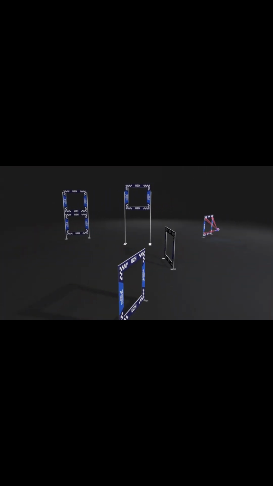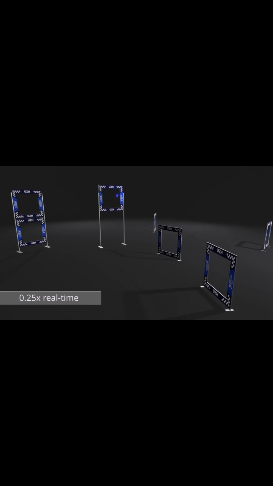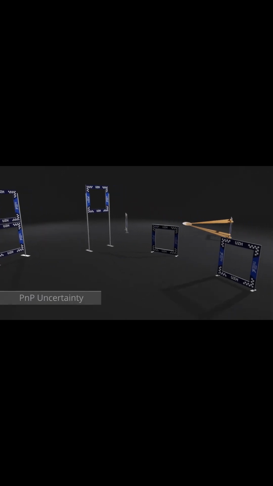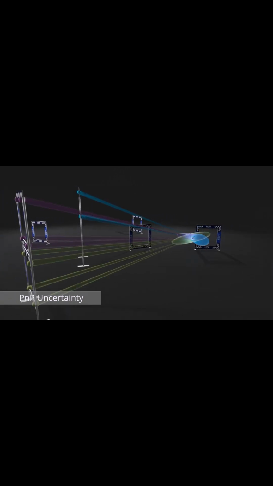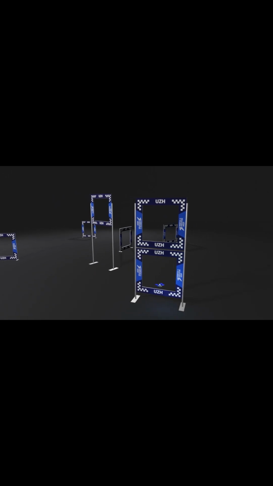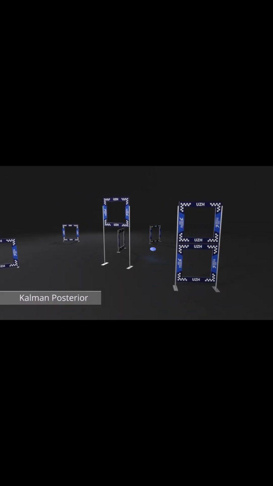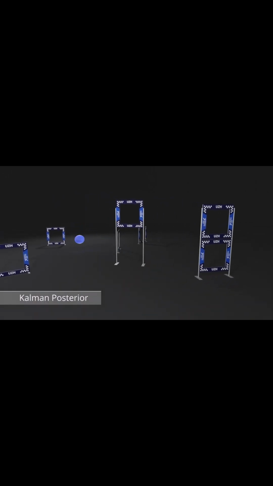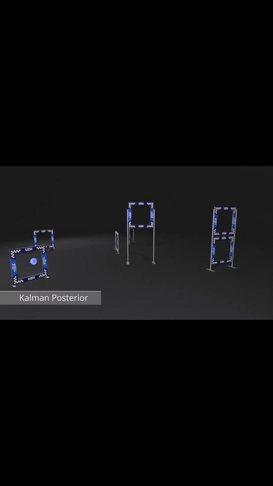Swift uses a Kalman filter to combine the estimates from the VIO pipeline with the pose estimate obtained from the detected gates. The uncertainty of the estimate of the PnP algorithm decreases quadratically with the distance towards a detected gate. As a result, the variance of the Kalman filter posterior also decreases when approaching a gate.